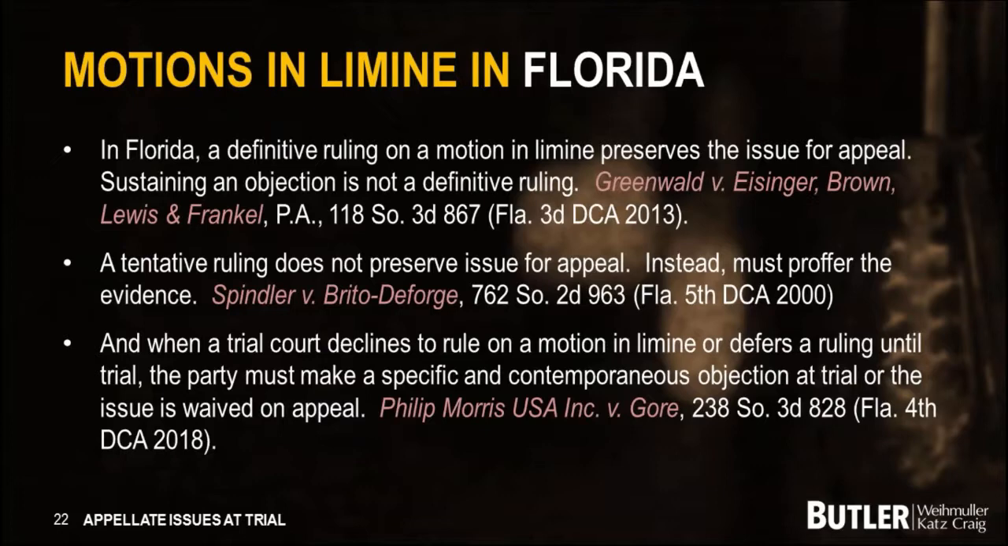But let's talk a little bit about what that definitive ruling means. Well, sustaining an objection is not a definitive ruling, and that's in the Greenwald case, Florida 3rd DCA. And a tentative ruling is not a definitive ruling. So a definitive ruling is basically the trial court explicitly stating one way or the other, the motion's granted or it's denied, the evidence may be presented or it cannot. If the trial court basically says, well, I'm going to reserve and consider, we'll see what happens as we move along, the issue is not preserved for appeal. Instead, at that point, you're going to need to proffer the evidence and get a definitive ruling.